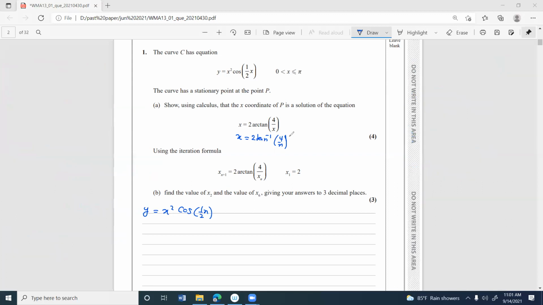Now I'm starting from this answer. Then we need to show that, find the value for x2 using the iterative formula x(n+1) = 2 arctan(4/x_n), starting from x1 = 2, and the value for x6, giving your answer to 3 decimal places. So you can write x2 would be 2 tan inverse of 4 over x1, if this is n plus 1 and this is n. That means you need to substitute x1 = 2 into 2 tan inverse 4 over x1.